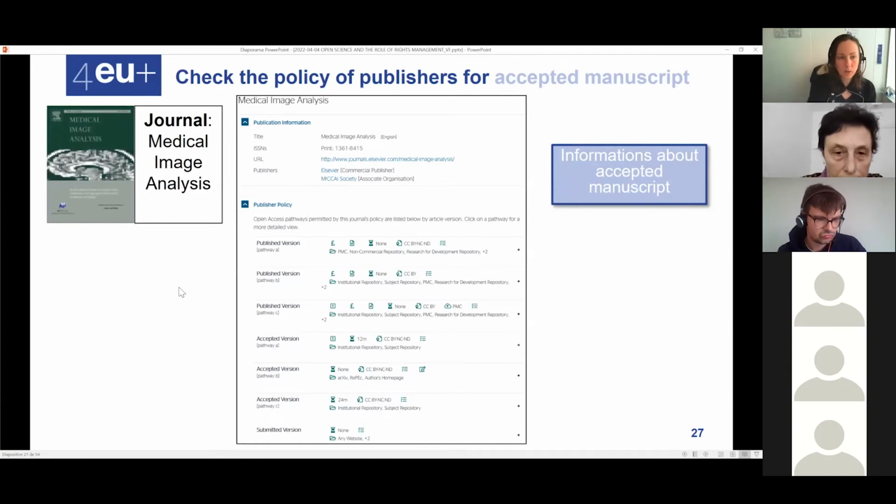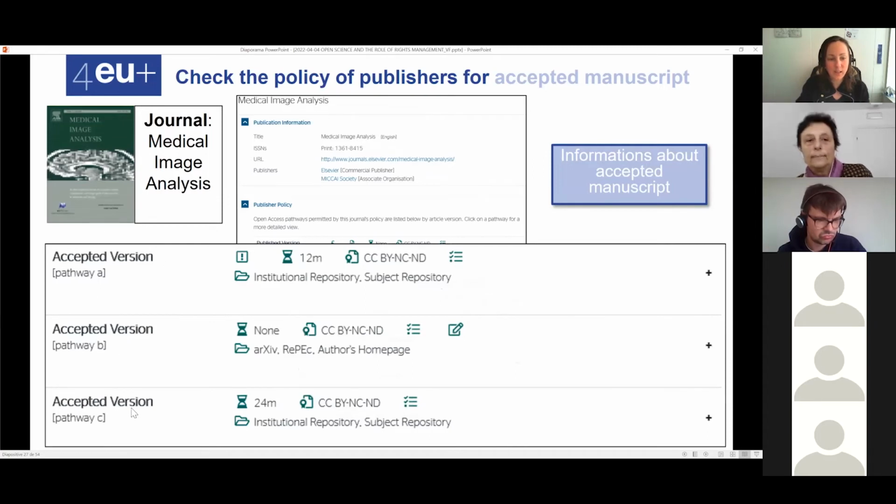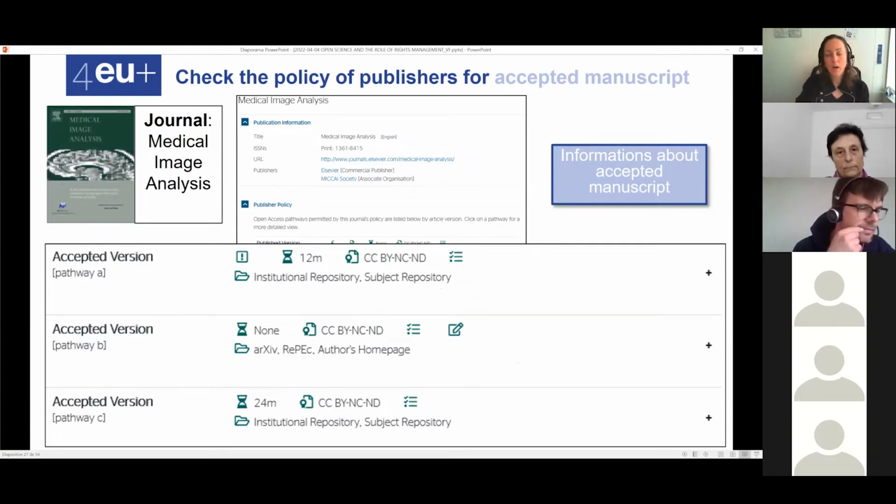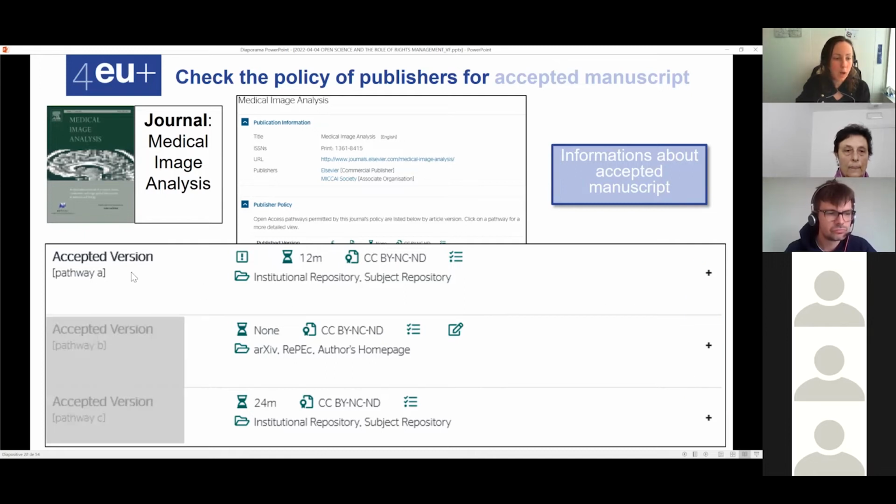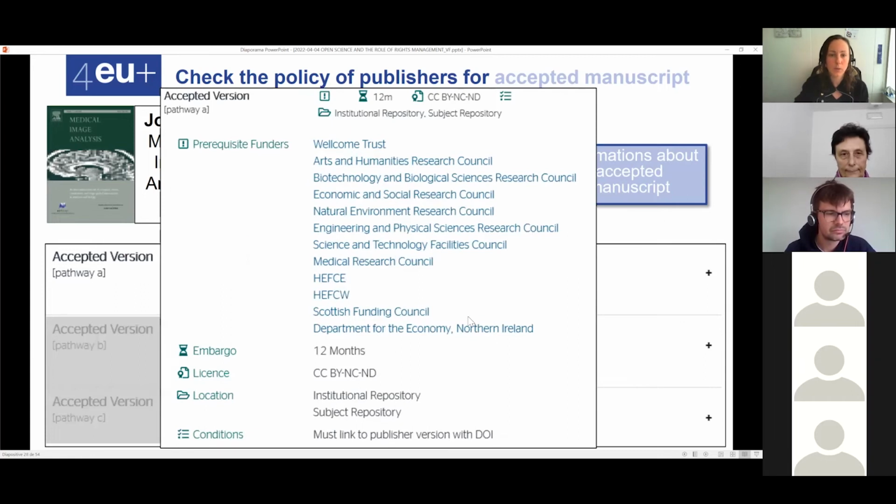With our second example, the Medical Image Analysis journal, we can see we have 3 different pieces of information regarding sharing the accepted version. So it's more complicated than for preprint. These 3 different things you are allowed to do depend on where you want to share your accepted manuscript and who is your funder. I will show you in detail. So remember, to see detail, you have to click on the plus button. So the first one, pathway A. If I click on the plus button, I have more information.